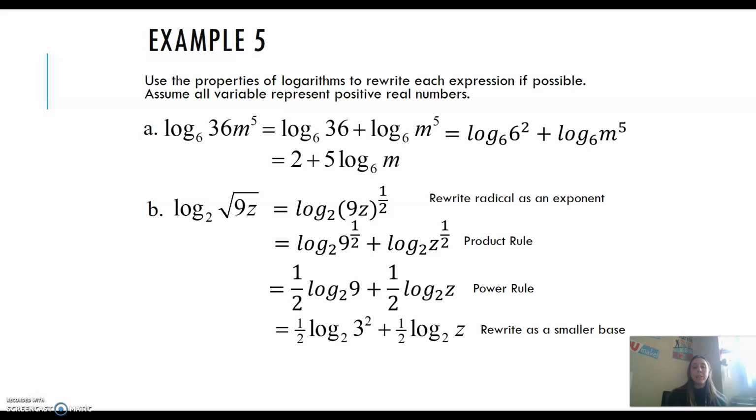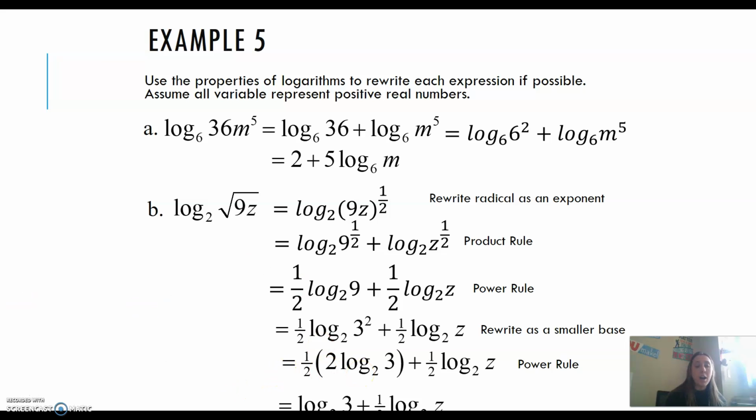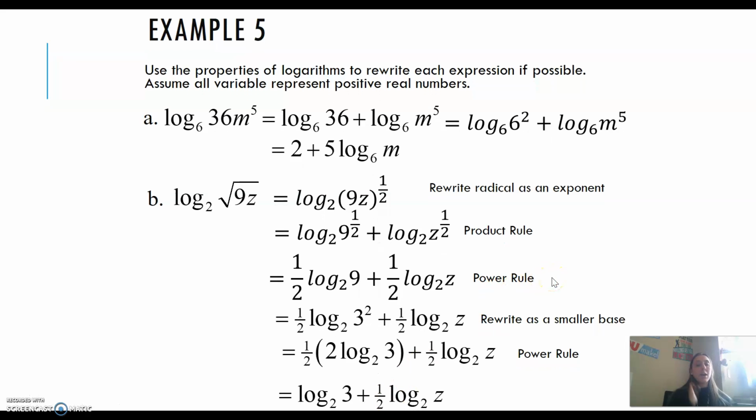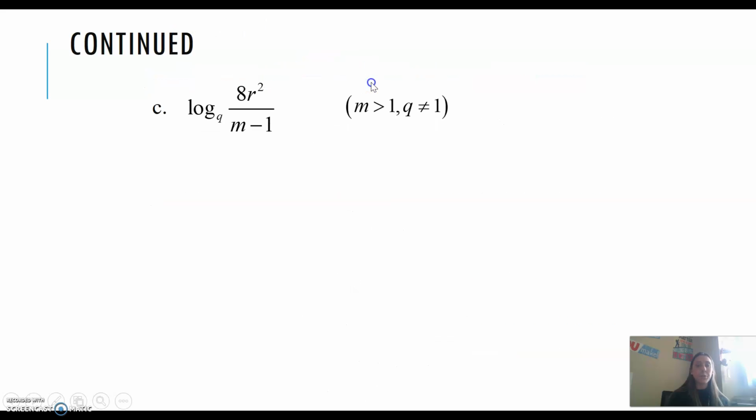And then when I do that, I get 1/2 times 2, because I did the power rule again. And then I'm going to go ahead and multiply. What is 1/2 times 2? Well, that's just 1. Oh, you guys can't read that because of my screen. Let me see if I can make it bigger. There it is. So now you get log base 2 of 3 plus 1/2 log base 2 of z. So again, this one was simplified pretty much at the beginning. It didn't go any further, but this side changed a lot. All right, let's do some more.